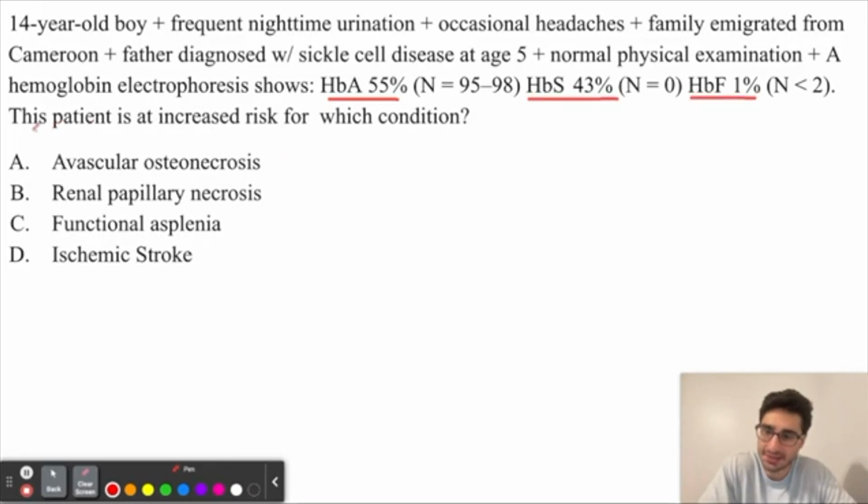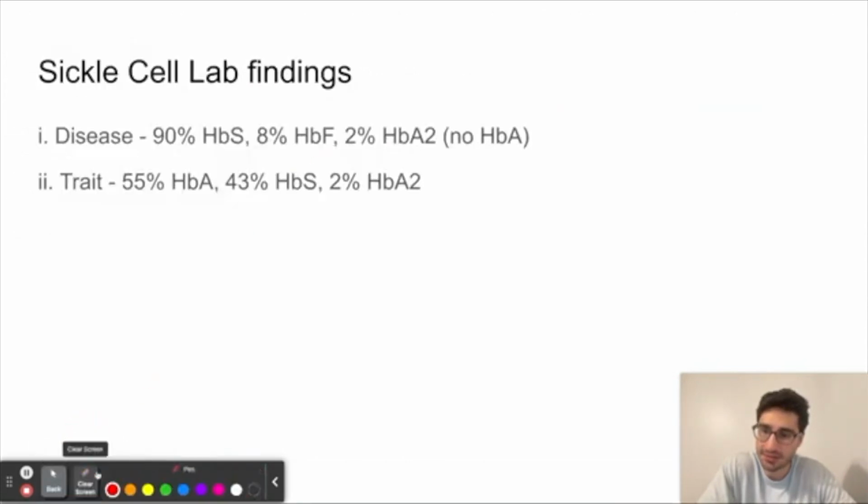The question asks, this patient is at increased risk for which condition? Now, based on the electrophoresis findings for this patient, we know that he has sickle cell trait. Now, if we go to this slide, with sickle cell disease, because there's going to be a mutation in both hemoglobin genes, we're not going to have hemoglobin A. Instead, we're going to have 90% hemoglobin S, 8% hemoglobin F, and 2% hemoglobin A2.